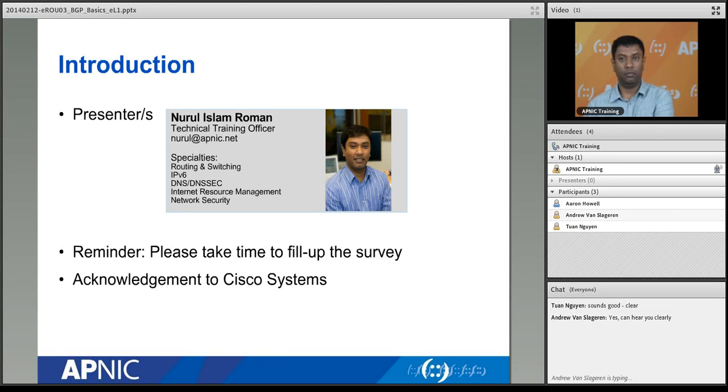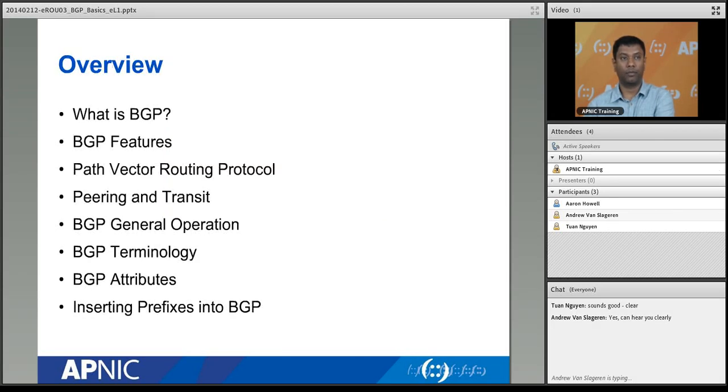So let's move on. This is the overview that we have for today. We'll be starting with what is BGP. When we define what BGP is, we'll define it from the operator's point of view, from the engineer's point of view. Then we'll see some features that BGP has, and it will help you plan in which way you can plan for BGP deployment.